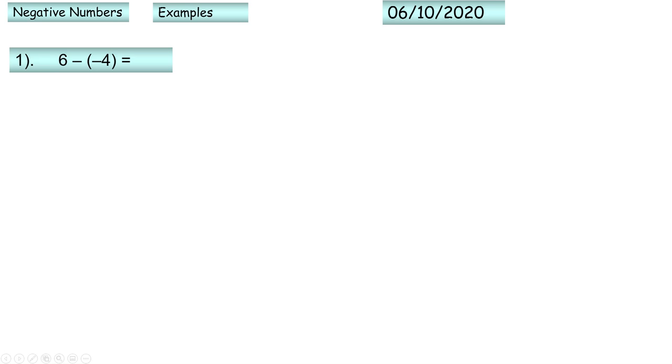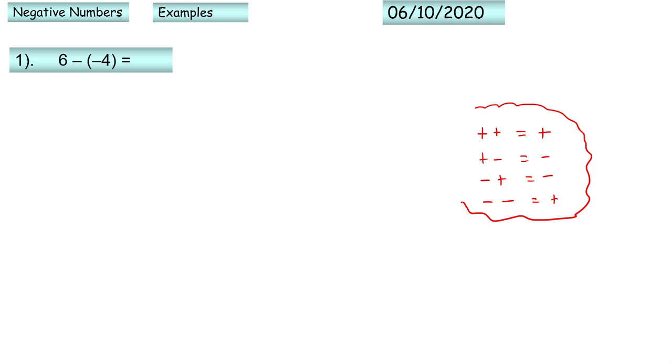So more examples. Let's just put the rules on this side here. If we have a positive and a positive next to each other, that's going to give us a positive. If you have a positive and a negative, negative and a positive is negative. So wherever the signs are different, we get a negative. And if you have two negatives, the signs are the same, it becomes a positive. That's quite an important bit of information.